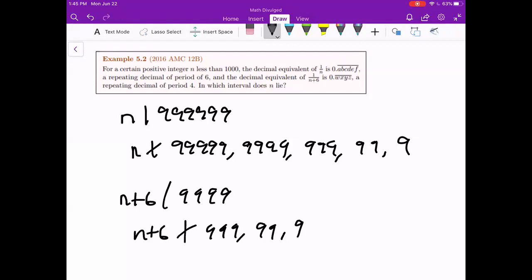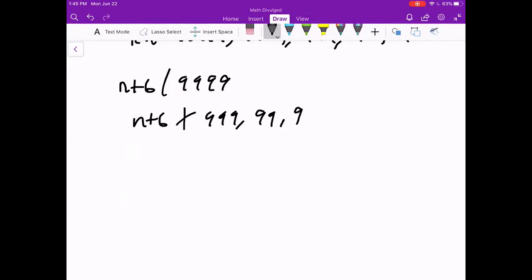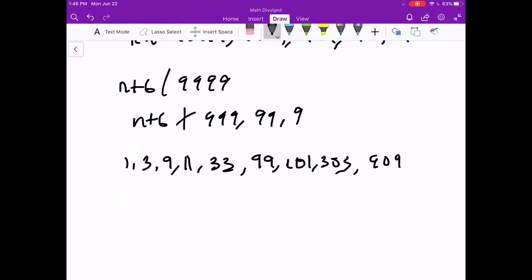So let's start by looking at the factors of 9999, because that's a lot simpler to look at than the factors of 999999. Looking at the factors of 9999, we have 1, 3, 9, 11, 33, 99, 101, 303, and 909. And straight off, we can eliminate a few of these. We can eliminate 1, 3, 9, 11, 33, 99, because these divide one of these three numbers, which means that it will not repeat with a period of 4.